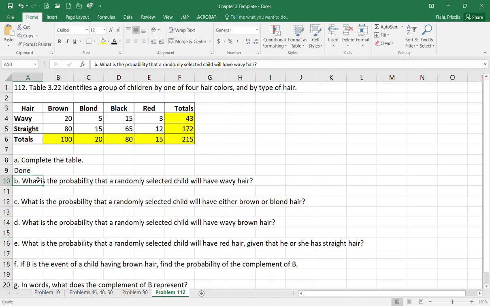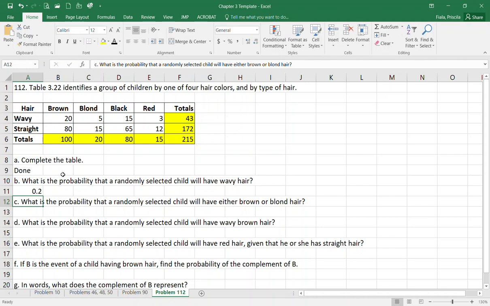Which I am going to go over with you. So we're asking what is the probability that I randomly select a child. It could be either wavy hair or straight hair. We will have wavy hair. Okay, so we are asking about a randomly selected child, so it could be anyone from the 215 that will have wavy hair. So you would do equals wavy hair divided by the total.